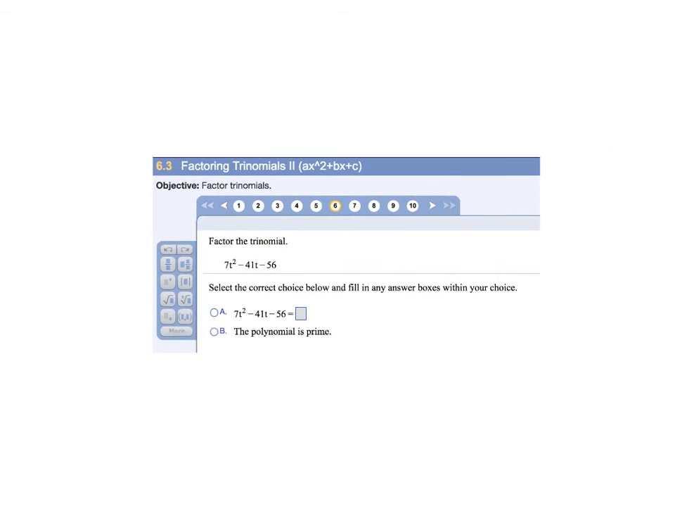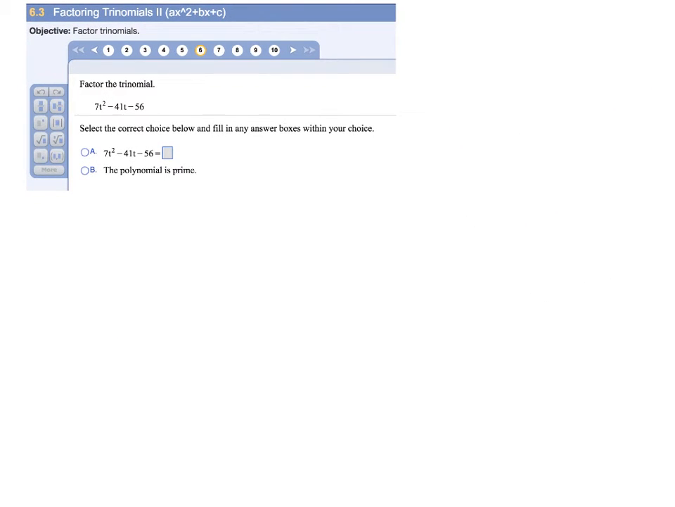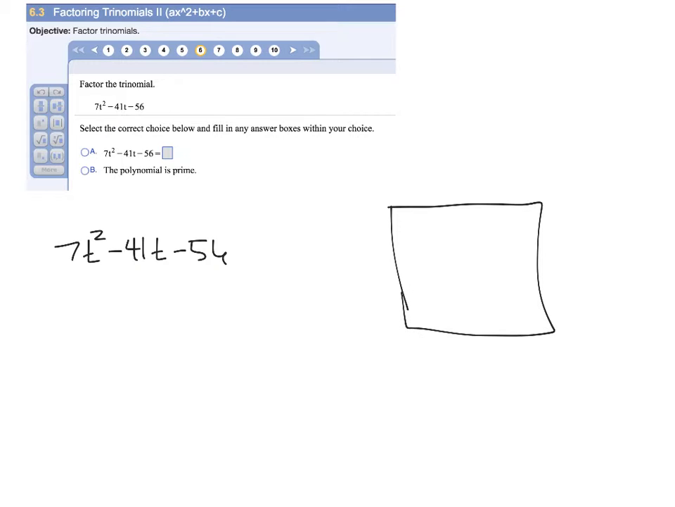Okay, so now the numbers are getting bigger, but it's the same basic process. So our trinomial is 7t squared minus 41t minus 56. So our box method, our box is going to be over here, and of course we've got 7t squared up there. We've got negative 56 down here. And so the negative is important right here, but now for the sake of solving the problem, I'm going to really ignore the signs for a second.